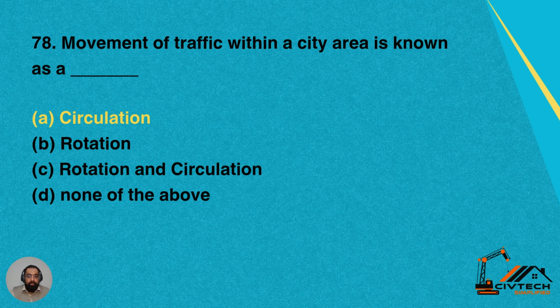Question 78. Movement of traffic within a city area is known as a dash. Number A, circulation. Number B, rotation. Number C, rotation and circulation. Number D, none of the above. So movement of traffic within a city area is known as circulation. So option A is correct for this question.